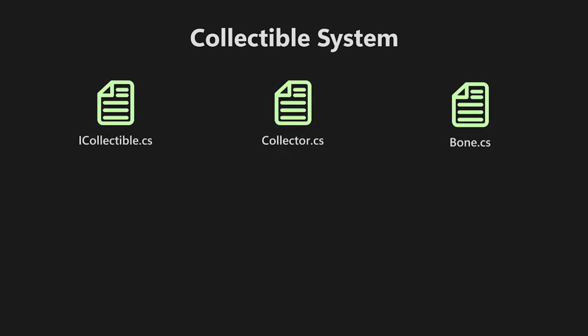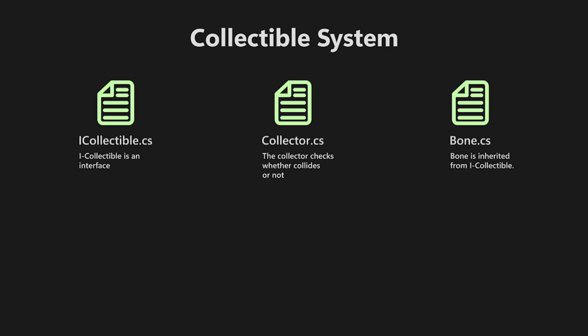To implement the collectible system, we will use three scripts. First, ICollectible, Collector, and the item you will pick up. In my case, that is a bone. ICollectible is an interface. Collector checks whether the player collides with the pickup item or not. Bone inherits from ICollectible.